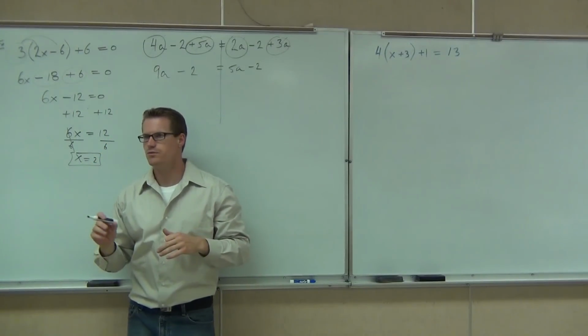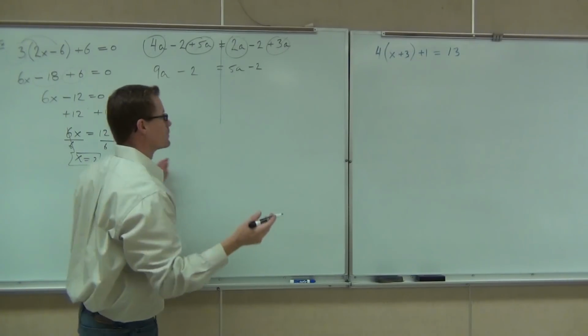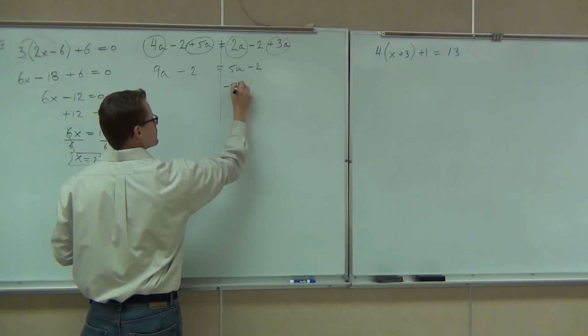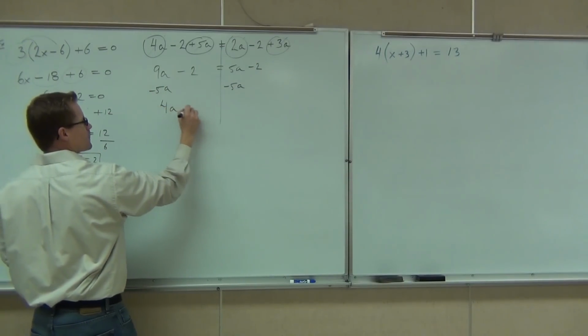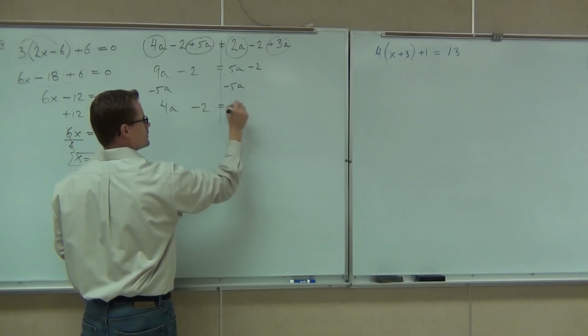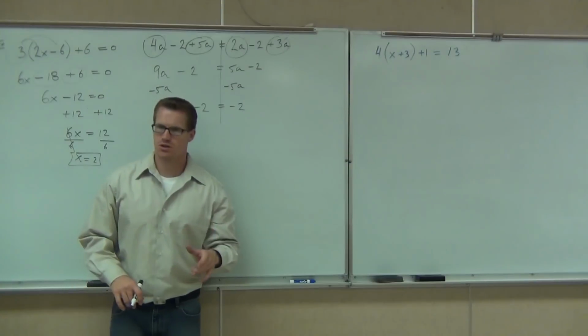The next thing you do, after we've combined like terms, which is what we've done here, is get rid of the smaller variable. What's the smaller one in this case? 5a. Let's get rid of it. How do you get rid of it? Subtract 5a on both sides. So that's going to give me 4a minus 2 equals negative 2. Now you're supposed to get rid of your constant term.